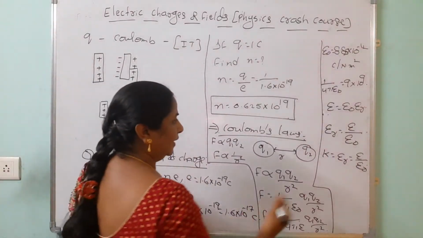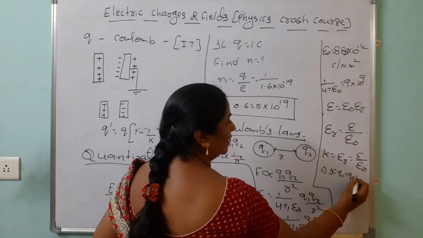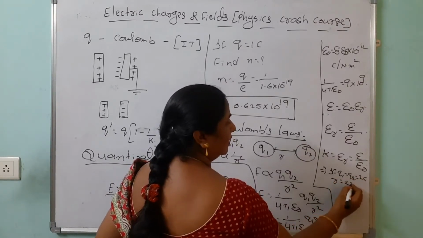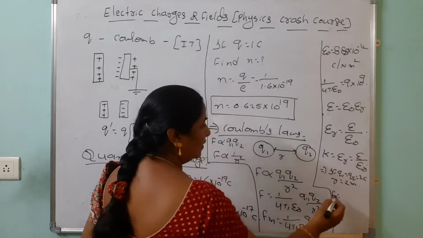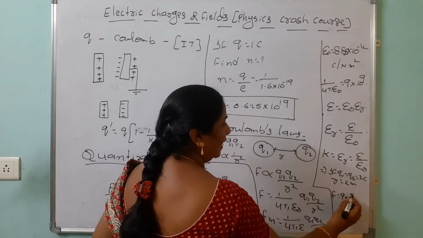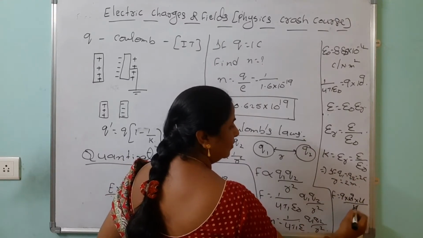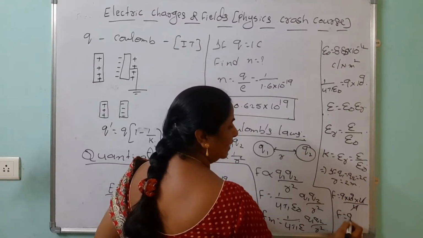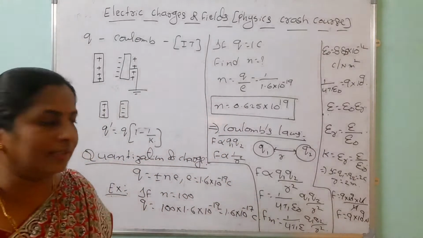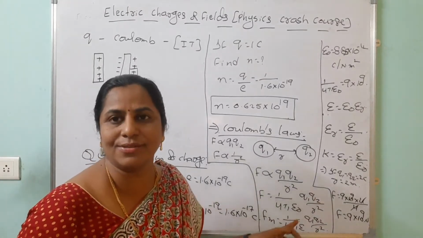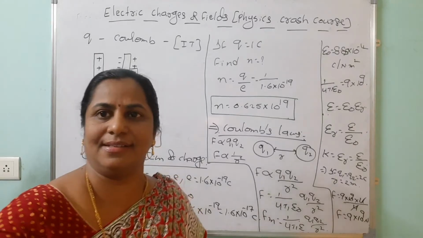One problem we are doing: if Q1 equals Q2 equals 2 coulombs, and R equals 2 meters, then how much force is acting between these two? This value is 9 into 10 to the power of 9. Both charges are same. 2 square means 4, R square is 4. So how much force is acting? 9 into 10 to the power of 9. Force means the unit is newtons. So F equals 9 into 10 to the power of 9 newtons is acting between the two charges.